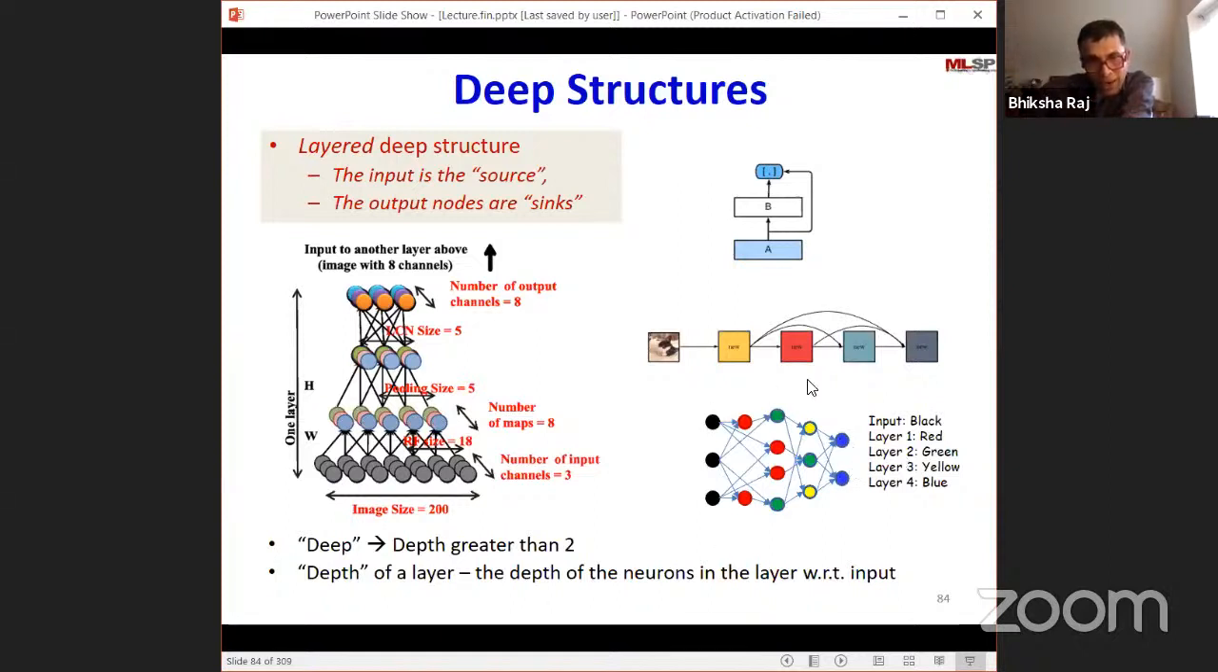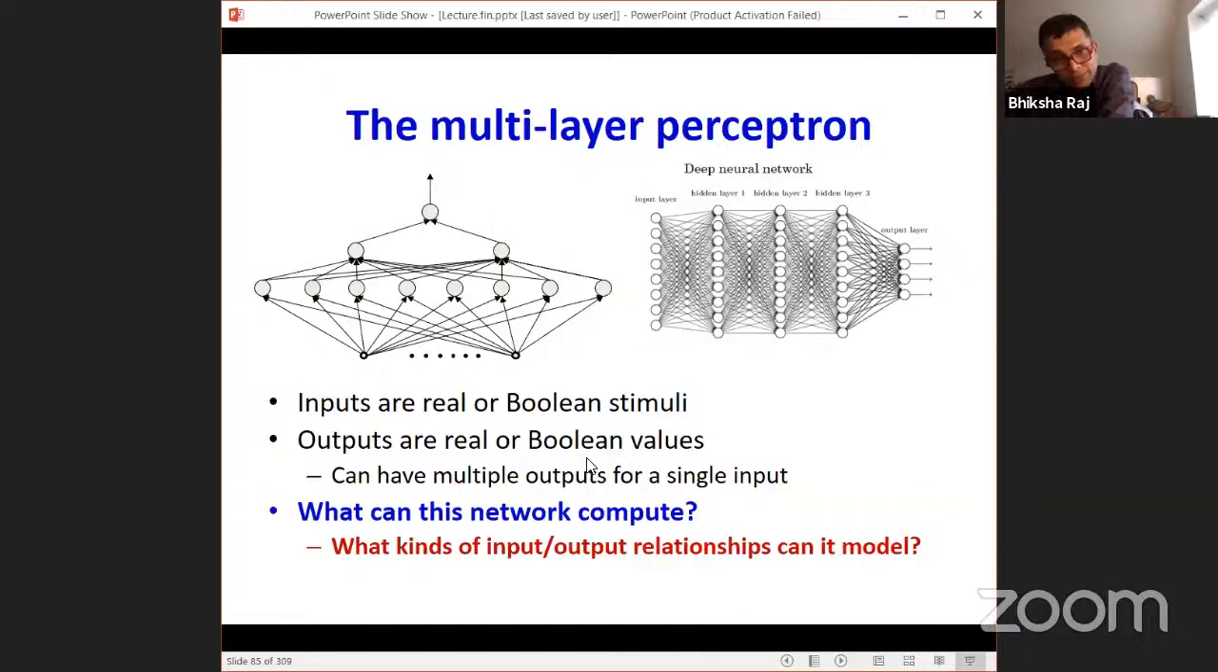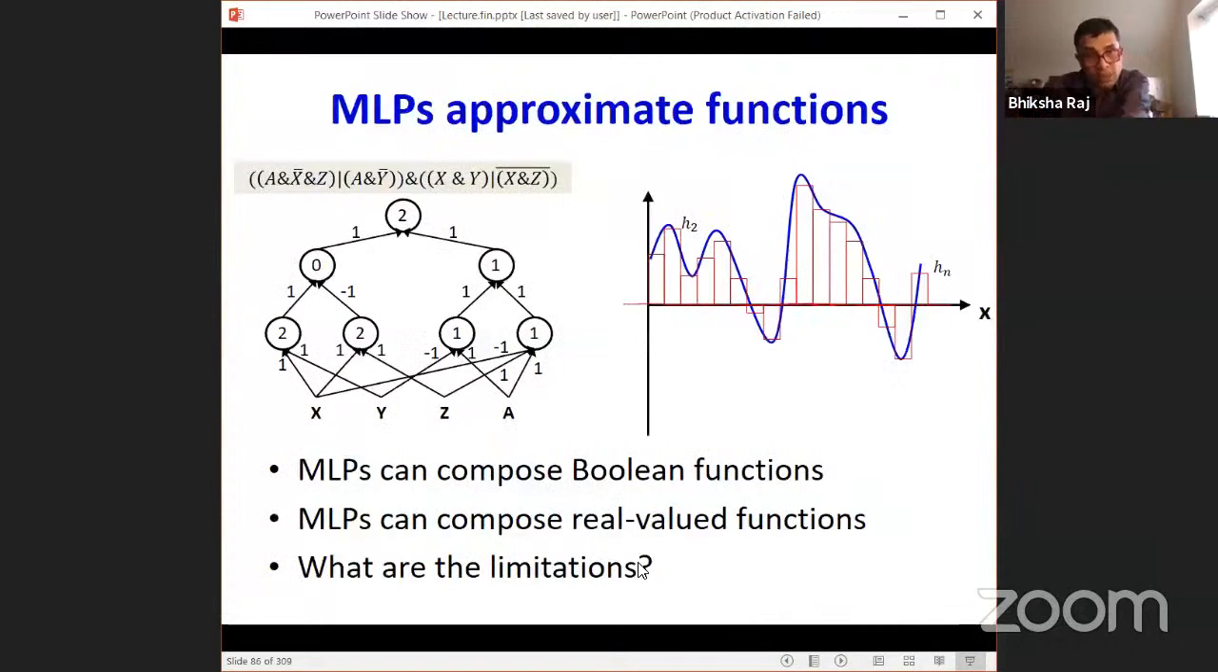So you can see how the formal way of defining a layer may not actually match your visual intuition. Anyway, in a multi-layer perceptron, you have some inputs, you have several layers of neurons, you have an output. Now, inputs can be real or Boolean stimuli. The outputs can be real or Boolean values. But what can this network compute? What kinds of input-output relations can it model? And how is it related to the structure of the network?